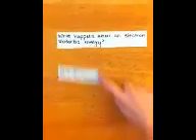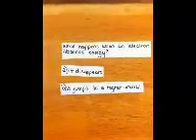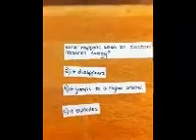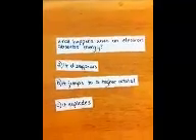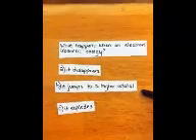What happens when an electron absorbs energy? A. It disappears. B. It jumps to a higher orbital. Or C. It explodes. That one is B. It jumps to a higher orbital.